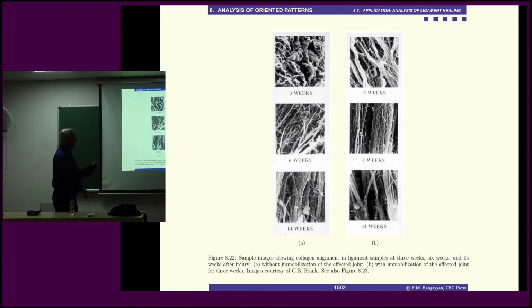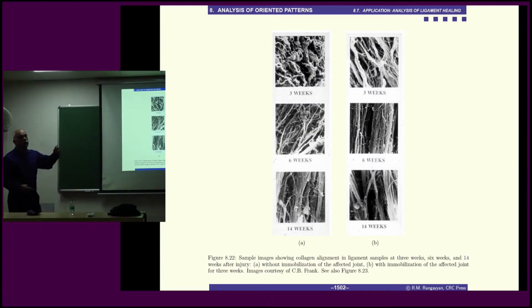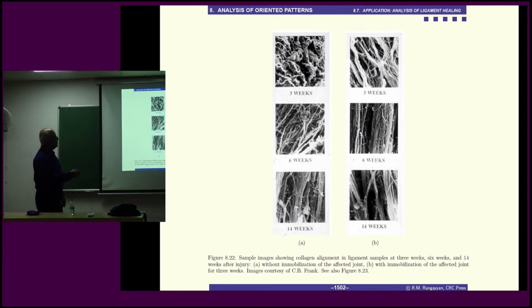So here there was immobilization for 3 weeks, and at 3 weeks there is already good alignment at a slightly different angle, that doesn't matter. And 6 weeks and 14 weeks. 6 weeks there is very clear alignment. So this is the collagen remodeling process in individual images, one image of one ligament of different rabbits. For each ligament, many images were taken, and there were a few rabbits involved in each of these.